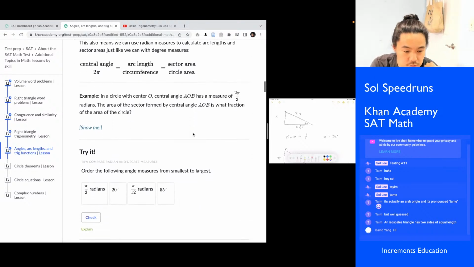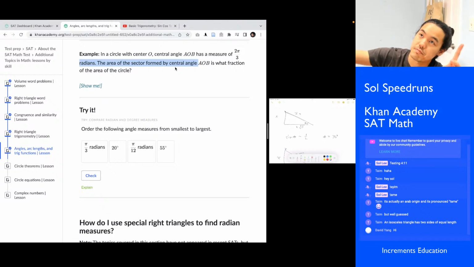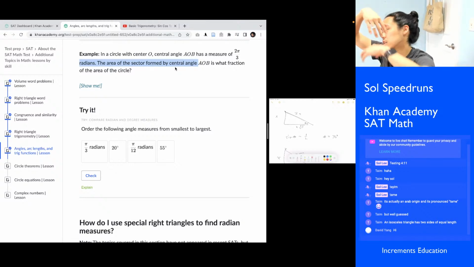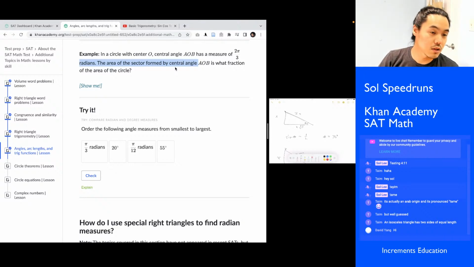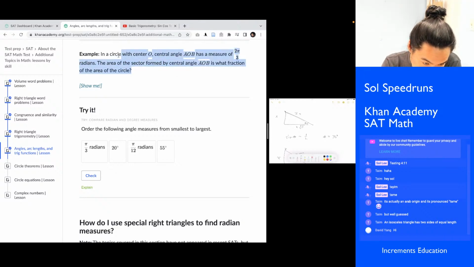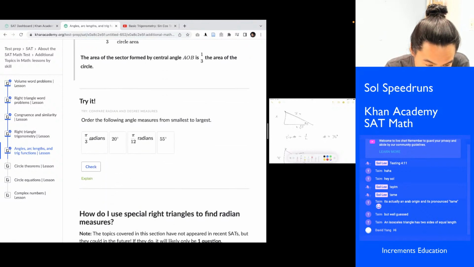Okay. A circle with central angle AOB has a measure of 2/3 of pi, so that's 2/6, that's 1/3 of the whole circle. So 1/3 of the whole circle is how many? It's 120 degrees, my man. And so 1/3, 1/3, 1/3. All right. Angle measures. So pi over 3, that's a sixth. So that's 60 degrees.